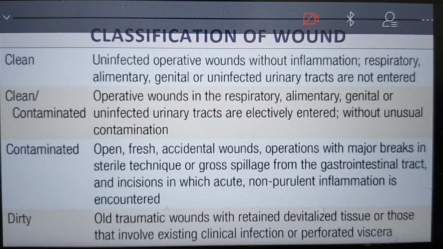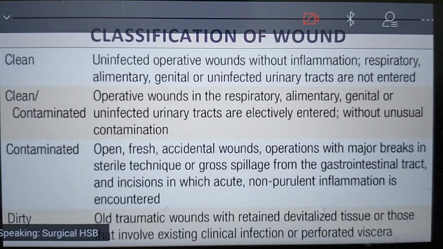So in surgery, we need to know the classification of wounds. The first is clean wound, where the surgery involves an uninfected operative wound without inflammation, and the respiratory, alimentary, genital or uninfected urinary tracts are not entered.